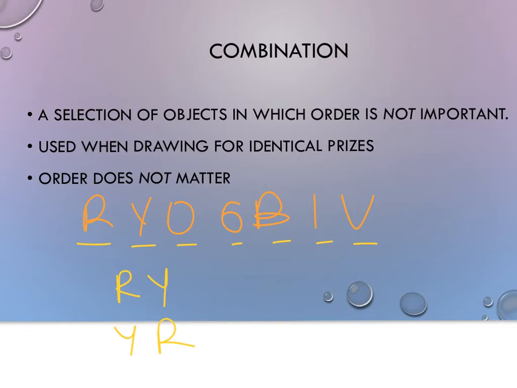Combinations are just red and yellow. Whether it's red and then yellow second or yellow then red second, that's the same combination. It's a different permutation, but it's the same combination. So there are going to be fewer combinations than there are permutations. Does that make sense? Because in a permutation, if I were to roll a die, 1 and 2 is different than 2 and 1, but in a combination, they're the same. Order does not matter. Does that make sense?